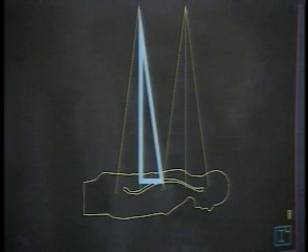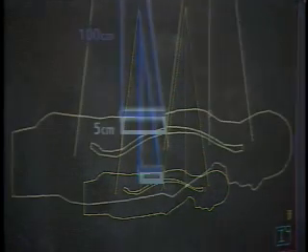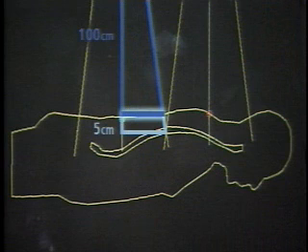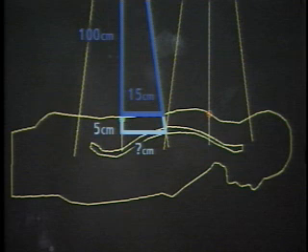The two triangles overlap. The base of the smaller triangle is defined by where the radiation beam meets the patient's skin. This length can be measured. The base of the larger triangle, where the beam meets the spinal cord, must be calculated.